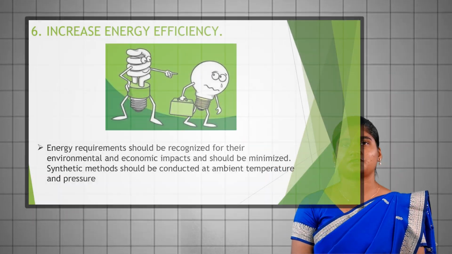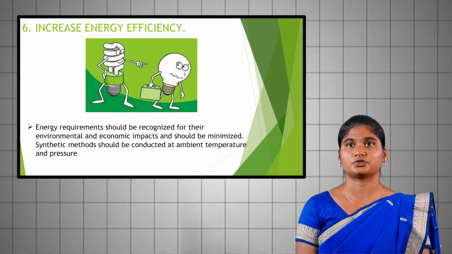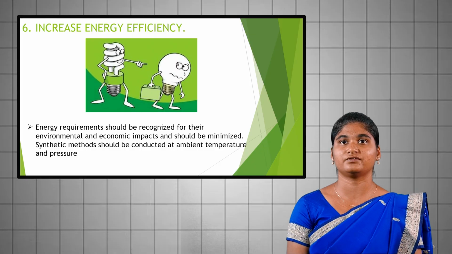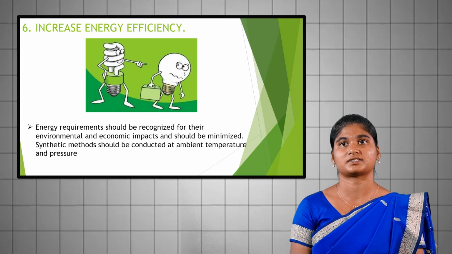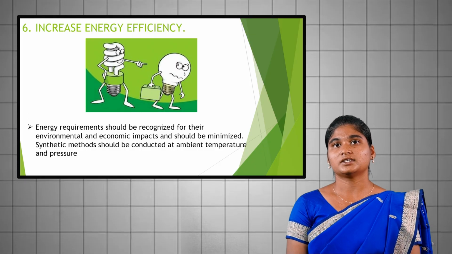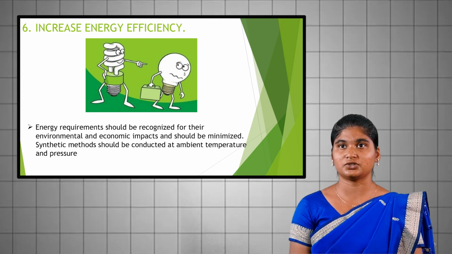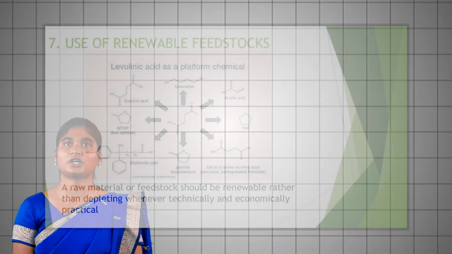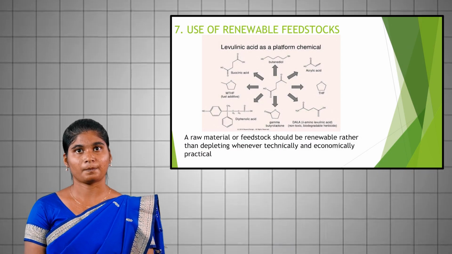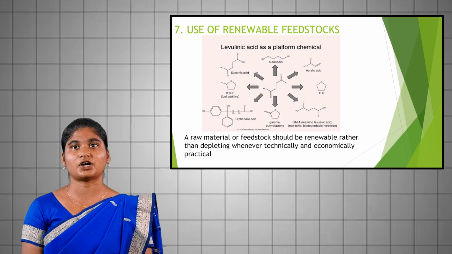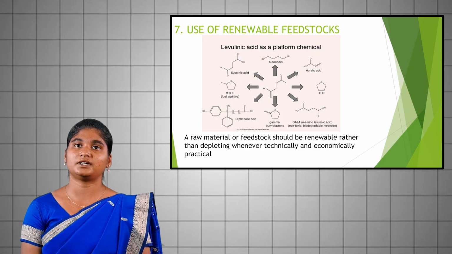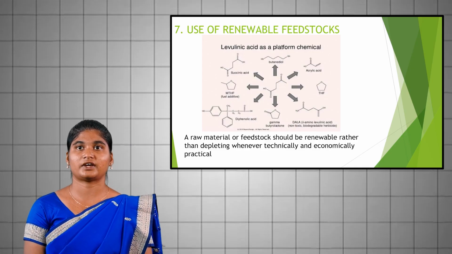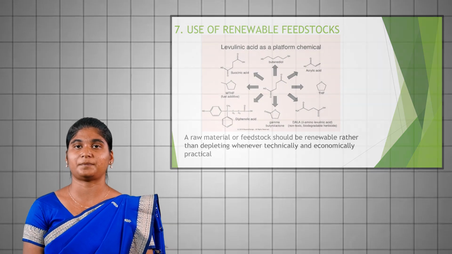Next, increase energy efficiency. Energy requirements should be recognized for their environmental and economic impacts and should be minimized. Synthetic methods should be conducted at ambient temperature and pressure. Next, use of renewable feedstocks. A raw material or feedstock should be renewable rather than depleting whenever technically and economically practical.